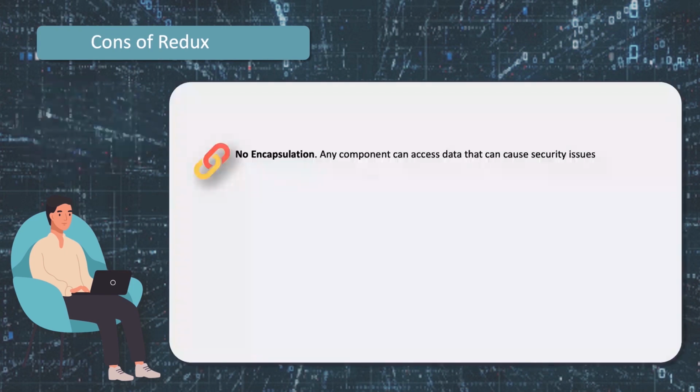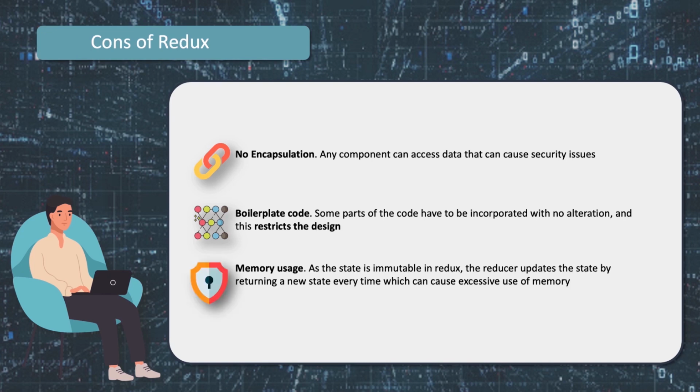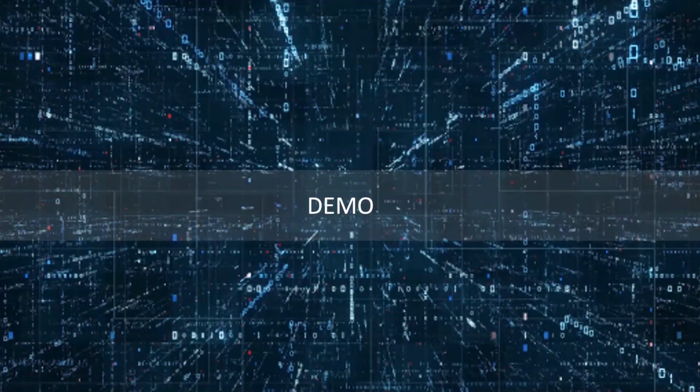The cons. One of the big cons is there's no encapsulation. So you're using Redux to test out the code and the writing of your code, but the component itself can access data, and there is potential for security issues. You do have to use boilerplate code. So this kind of takes us back to the structured code format. It is strict in its setup, and it is memory intensive. So with that, let's go in and look at a demo of using Redux to reformat a React application.